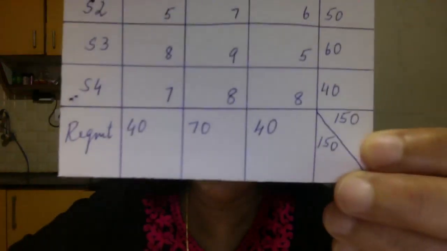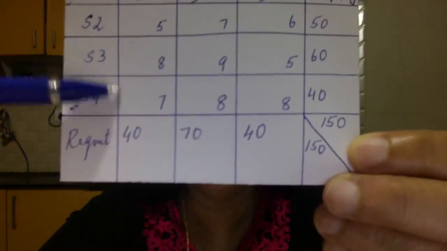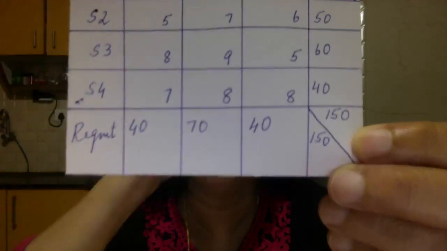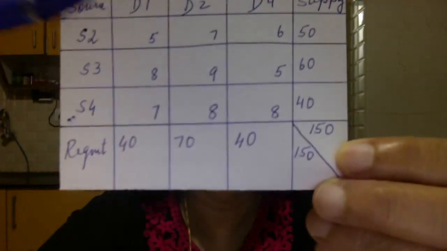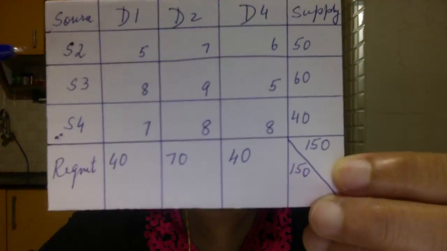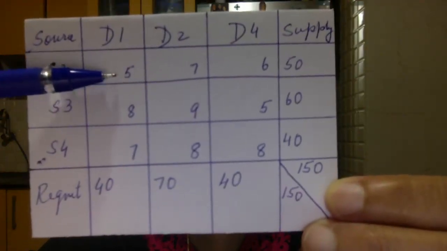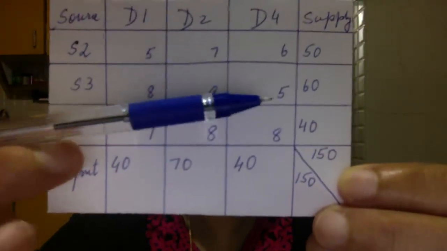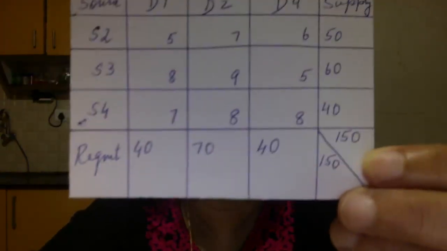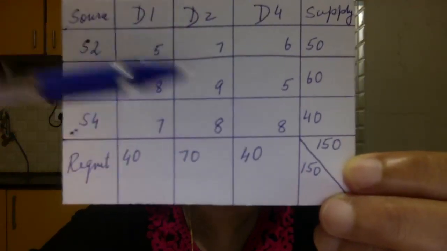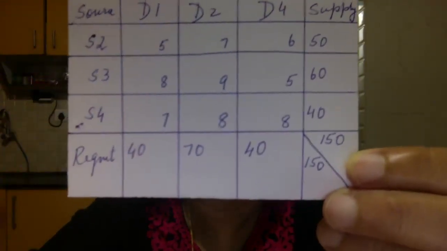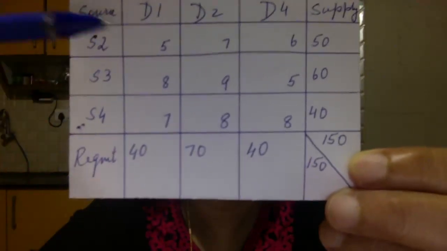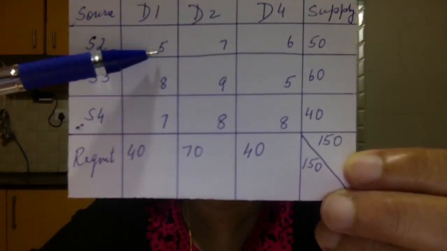Okay. Now you see in the first column it is 5, 8, 7. So 5 is the least. Next it is 7, 9, 8. Again 5 is the least. Next it is 6, 5, 8. You have 5 least. In such a case, it is better to start with this 5. There is a 5 here and there is a 5 here. You can give to anyone. But let us start, it doesn't matter, so we'll start with the first 5.